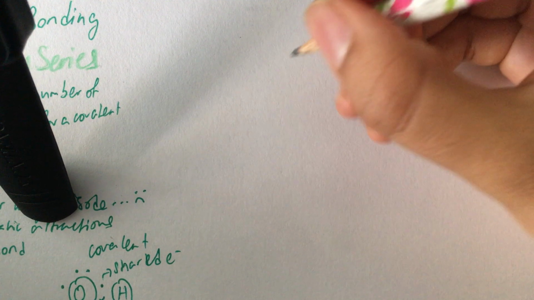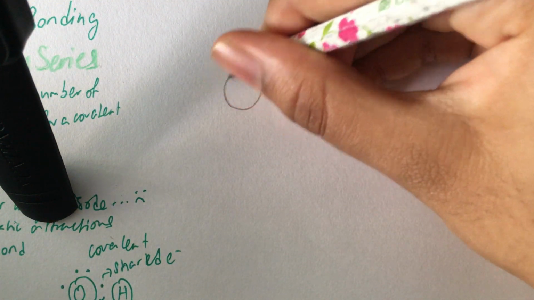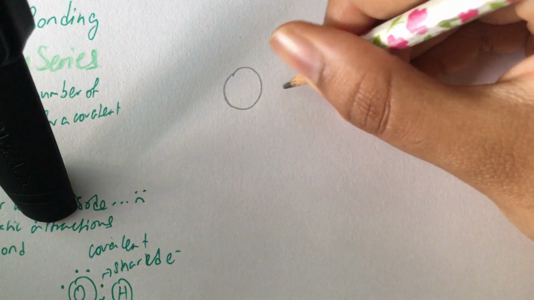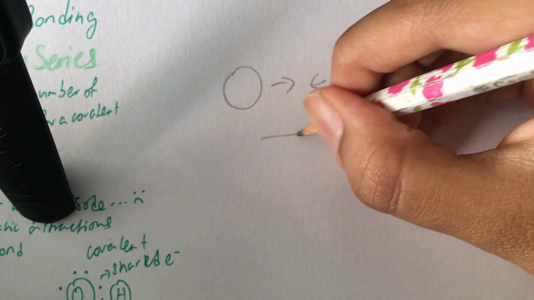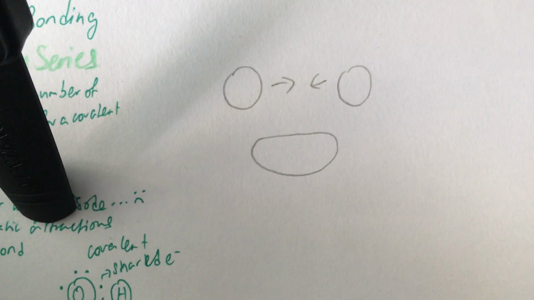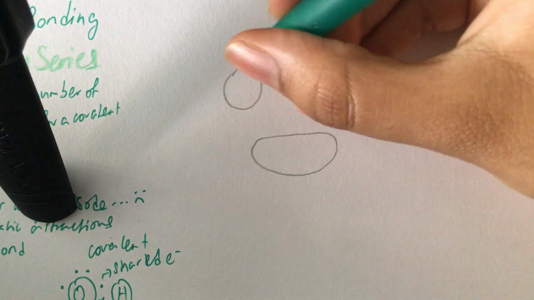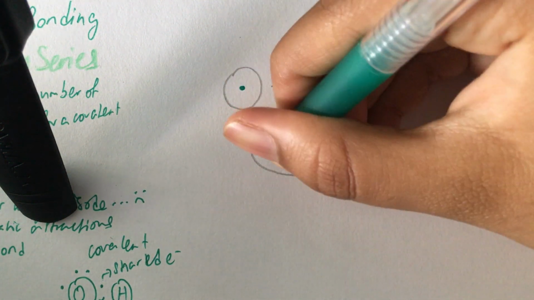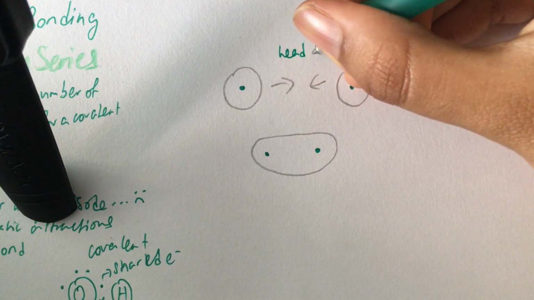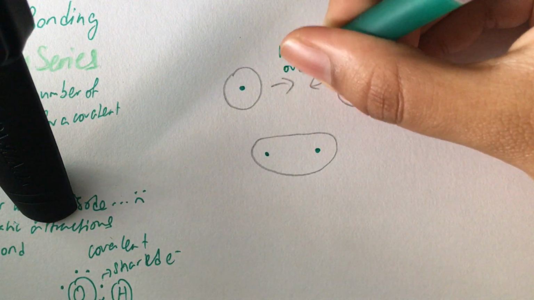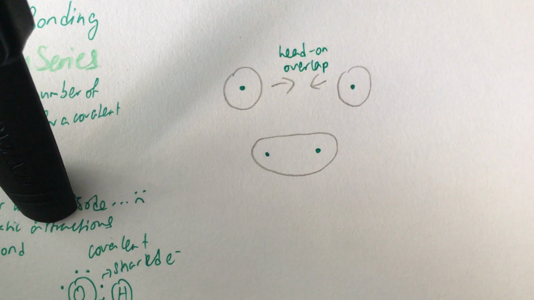When you have s orbitals overlapping, there's really only one way to think of it: they're both spheres. Imagine you had two balls smushed against each other, and that's what you get. They become like one cylindrical kind of orbital shape, I guess.